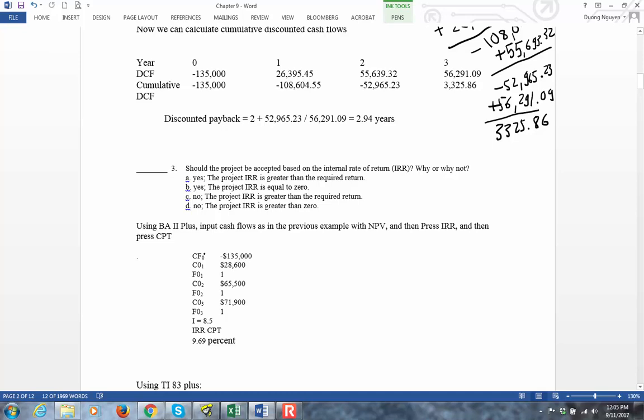Negative 135,000 for year 0, 28,600 for year 1, frequency is 1, 65,500 for year 2, frequency is 1, 71,900 for year 3, frequency is 1. You don't need the interest in here. After you input the cash flows, you press IRR and then press compute, and you will get IRR equal to 9.69%.